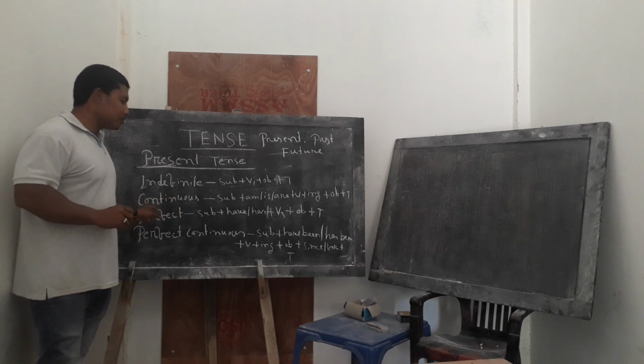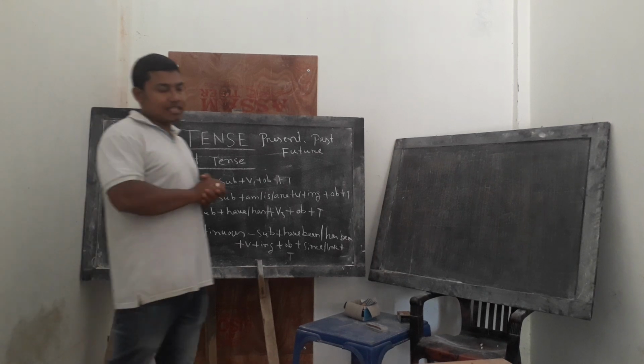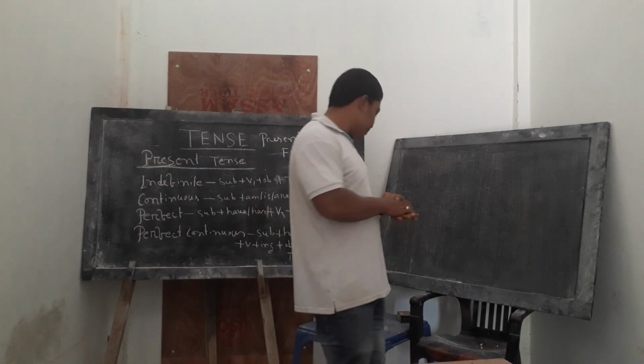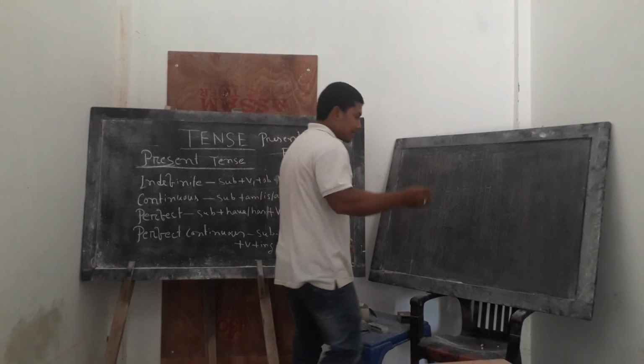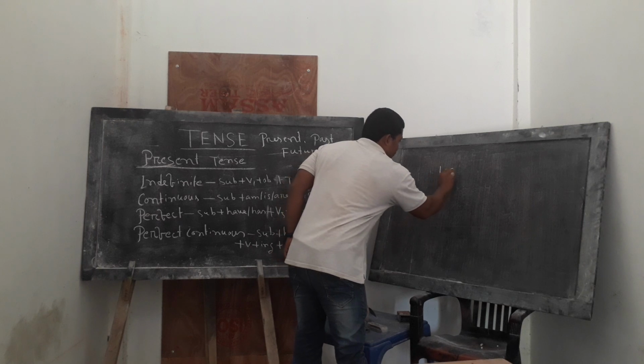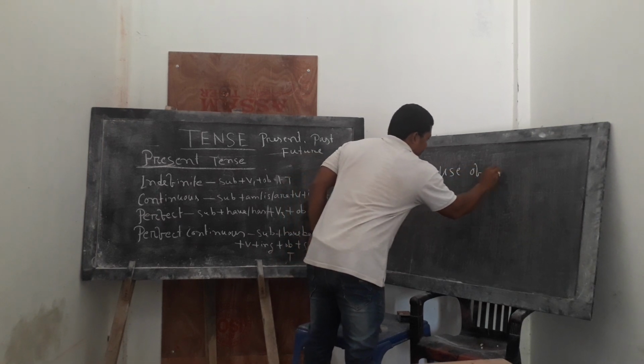Except for this particular concept, there is some other exceptional form of present continuous tense. That is called the use of going to. Use of going to in present continuous tense.